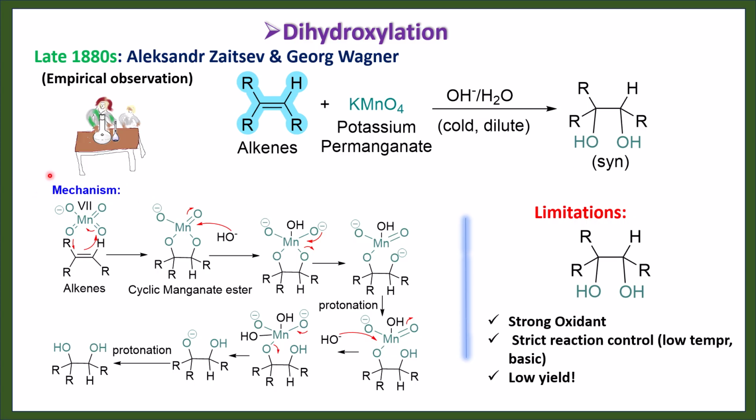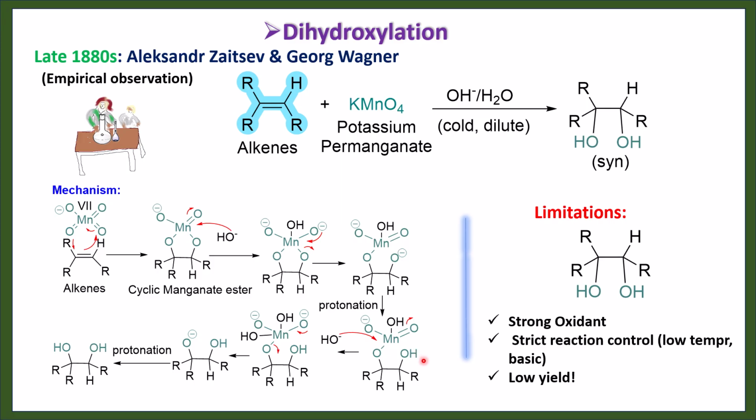So this is the mechanism. We could see that initially the alkene undergoes addition to the permanganate and gives the cyclic manganate ester. We found that earlier. Now from here the mechanism changes: under alkaline conditions, instead of breaking the carbon-carbon bond, the hydroxide undergoes addition to the manganese center, and further oxygen-manganese bond cleavage happens and gives this alkoxide anion, and then protonation happens.